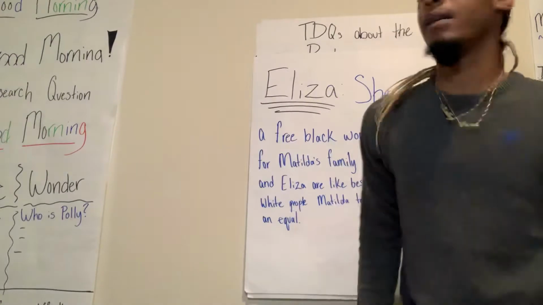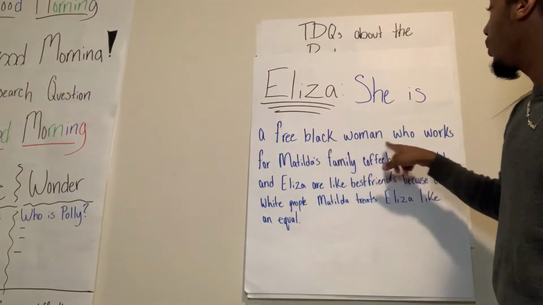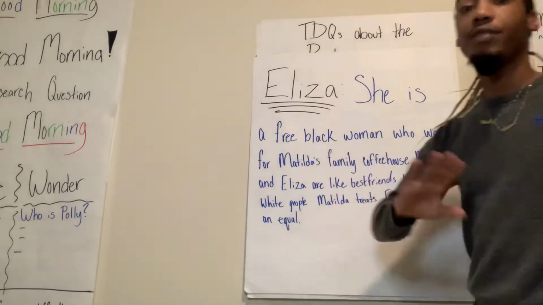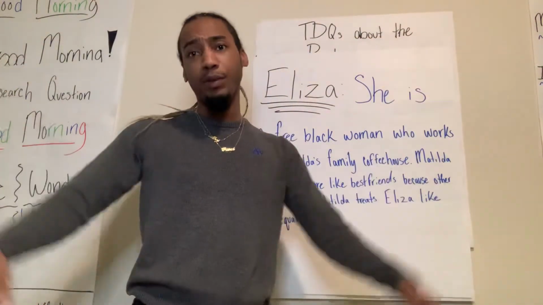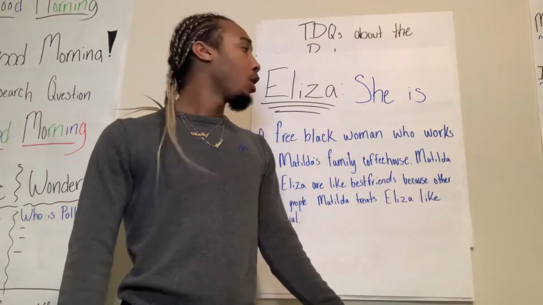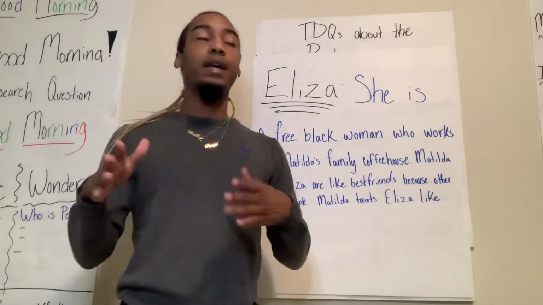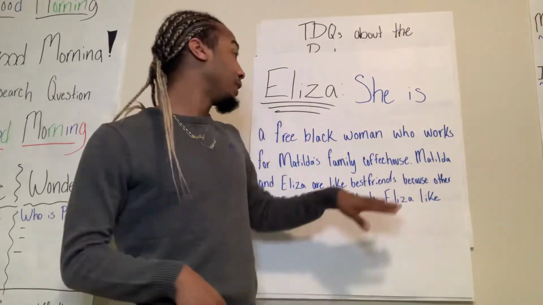And in here, the beginning part is she's a free black woman who works for Matilda's family coffee house, right? That's just a very brief description. I don't tell you much about who she really is. Just she's a free black woman. She works at Matilda's coffee house. So you understand what her function is. You get who her character is, right? That's a brief description. That's all I need you guys to do.